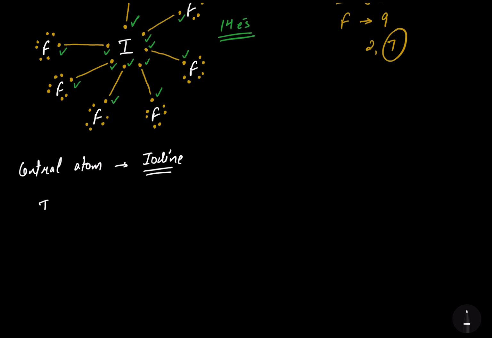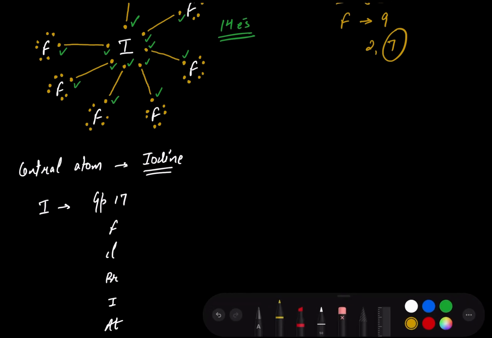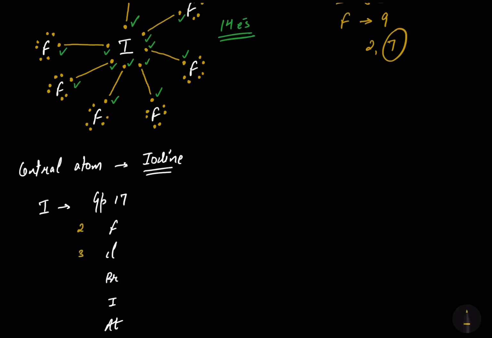Now iodine is a member of group number 17. That's fluorine, chlorine, bromine, iodine and astatine. After that, let's mark the period numbers. The fluorine belongs to period number 2, then 3, then 4, iodine belongs to period number 5 and astatine belongs to period number 6. After it, what's the general electronic configuration of group number 17 elements? That's ns2np5, where n is our period number.